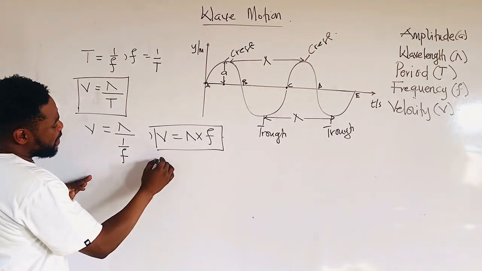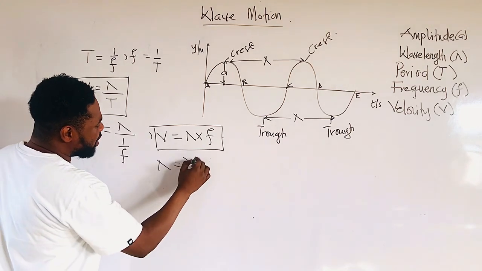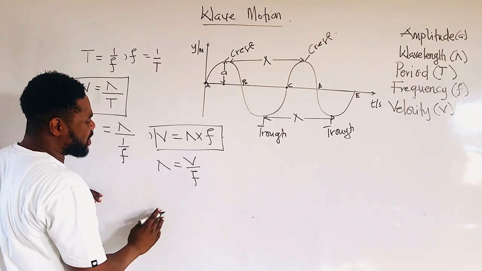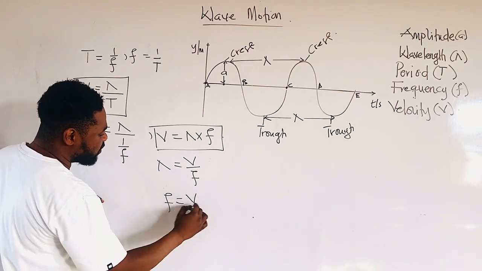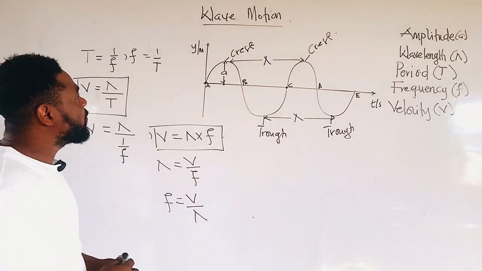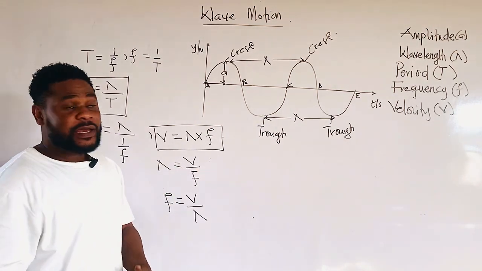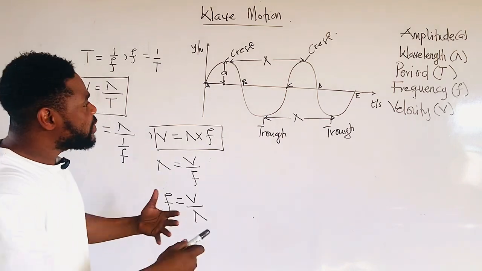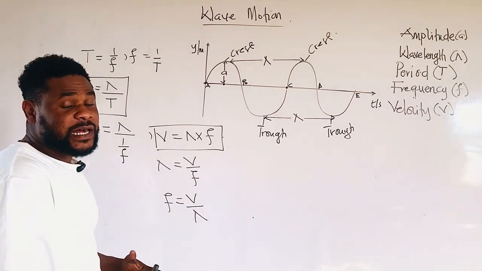From here, our lambda or wavelength will be equal to velocity divided by frequency, and also our frequency will be equal to velocity divided by what? Lambda. So these are some few formulas that we can use under wave motion here. In our next video, we are going to see how we can apply these formulas to answer some questions.